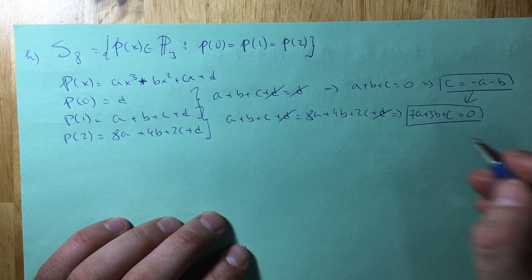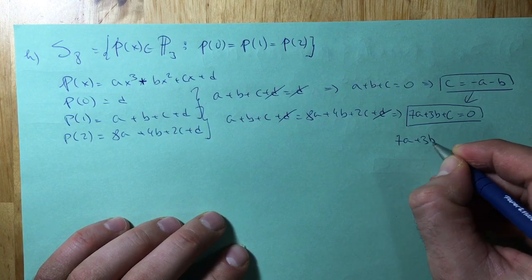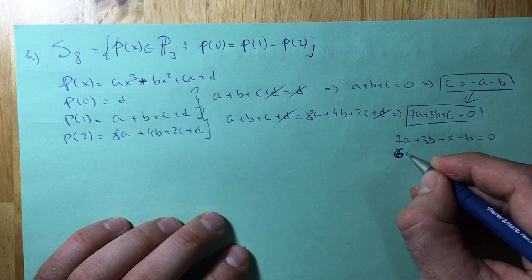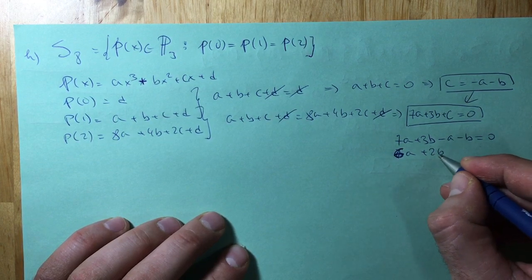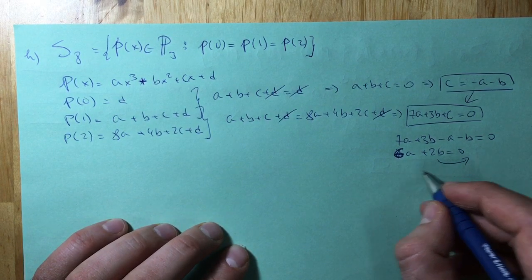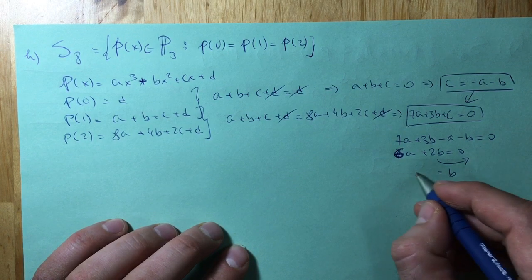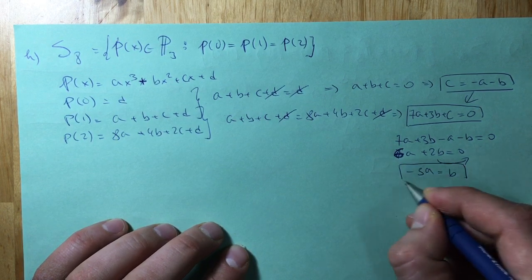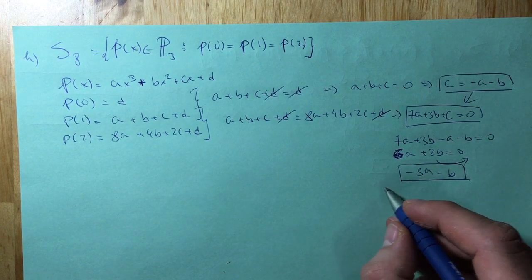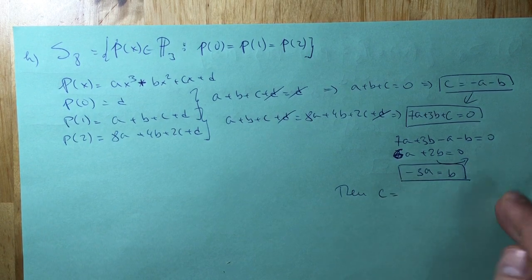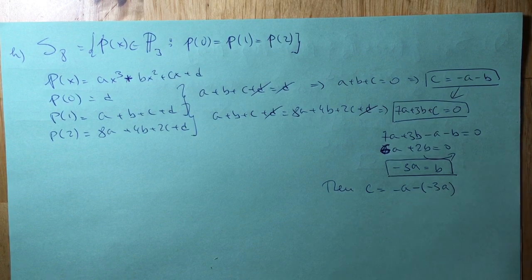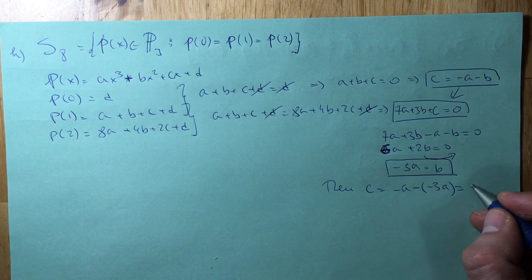But c is equal to negative a minus b, so I get 7a plus 3b minus a minus b is 0. From here, 6a plus 2b is equal to 0, or simply bring b on this side, and I get that b is equal to negative 3a. Okay, well, if b is equal to negative 3a, then c is equal to negative a minus 3a, from where I get that c is equal to 2a.